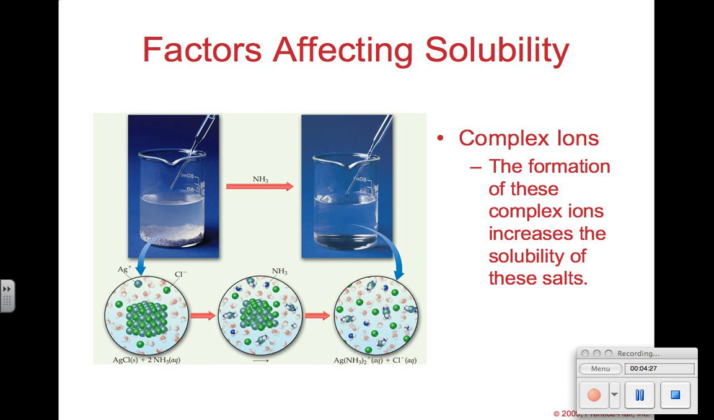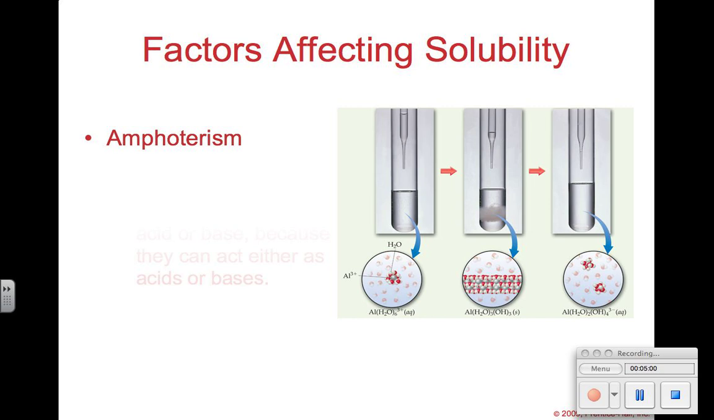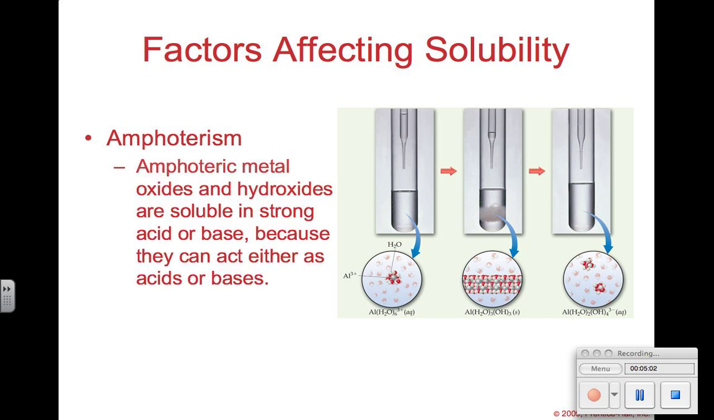The formation of these complex ions increases the solubility of these salts. So let's say you have silver chloride. Silver chloride is not very soluble in water. You add ammonia to it, and you start getting silver ammonia complex ions, and therefore that silver chloride starts to dissolve, and you get more of it dissolving in solution, by creating this complex ion of silver ammonia.